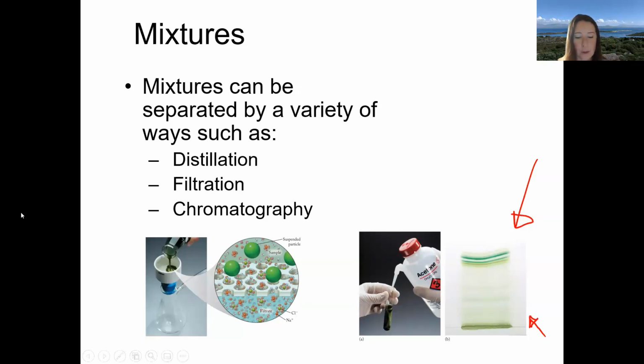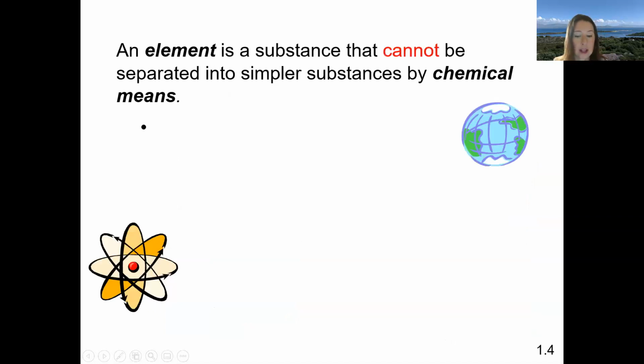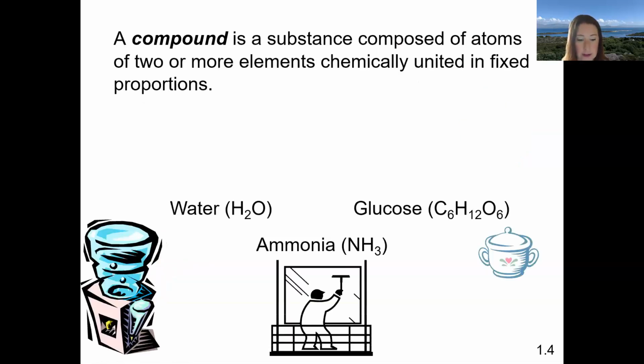But these are different ways you can separate mixtures, either homogeneous mixtures or heterogeneous mixtures. Okay, so the difference between an element and a compound. An element is from the periodic table of the elements, right? It cannot be separated into simpler substances by chemical means. So you can't break down elements, right? Remember, our elements are protons, neutrons, and electrons.